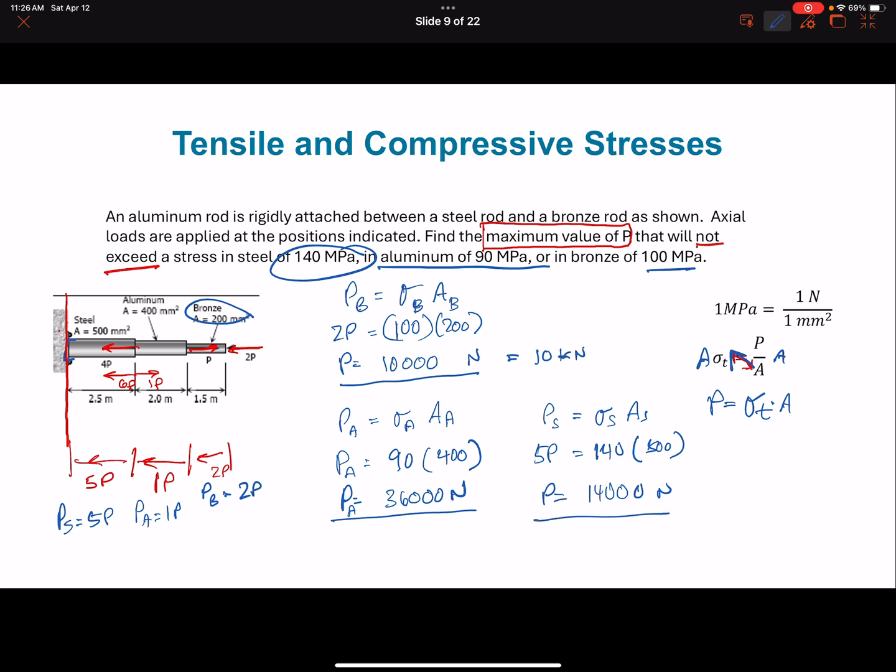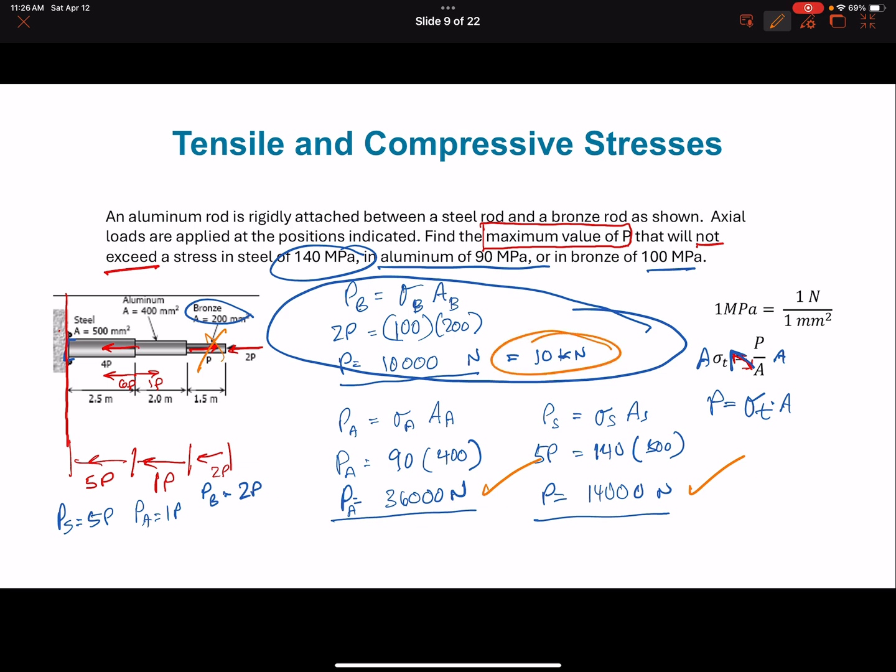So you can see the question asks, find the maximum value of P that will not exceed a stress. The bronze, the 10,000, the 10K, this is our lowest amount of force we can apply. If we apply 14,000 or 36,000, this is going to buckle and break. It's going to be stressed out. So we can only apply 10,000 newtons to this situation.